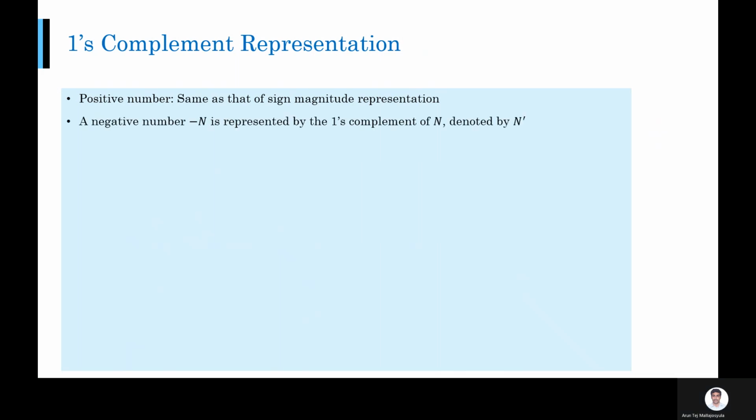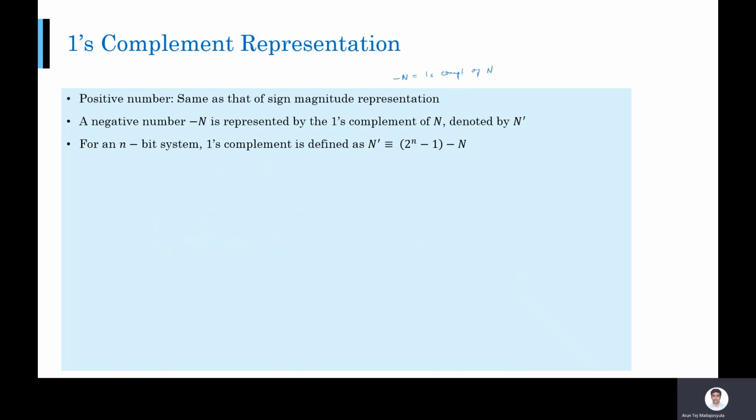Okay, so let us look at 1's complement representation. In this case, the positive number is same as that of the sign magnitude representation. There is no change. On the other hand, a negative number minus n is represented by the 1's complement of n, which is denoted by n prime. Okay, so minus n is equal to 1's complement of n. You take n, take its 1's complement. That is the representation for minus n.